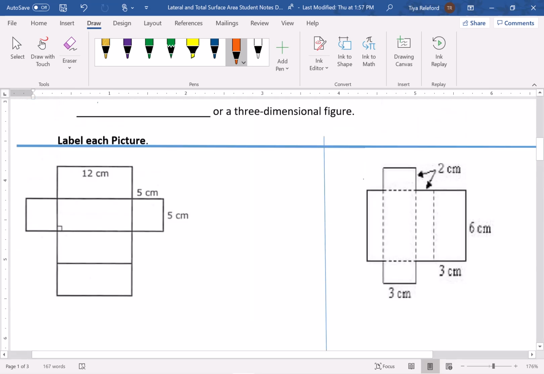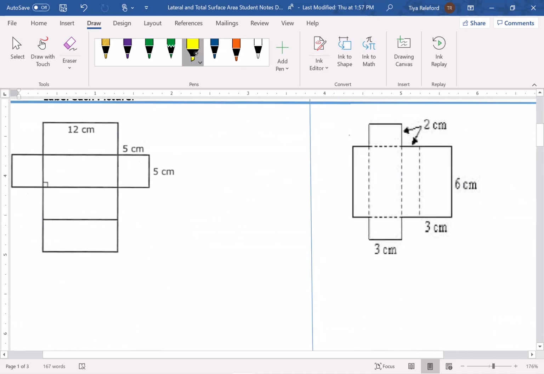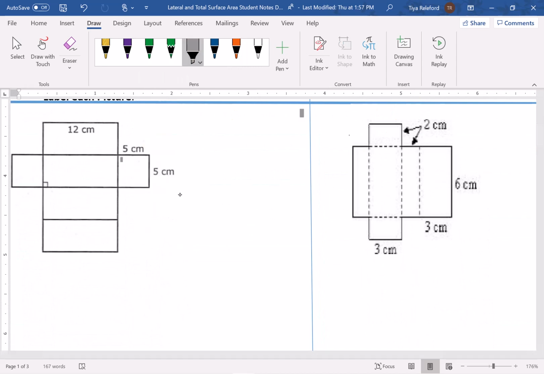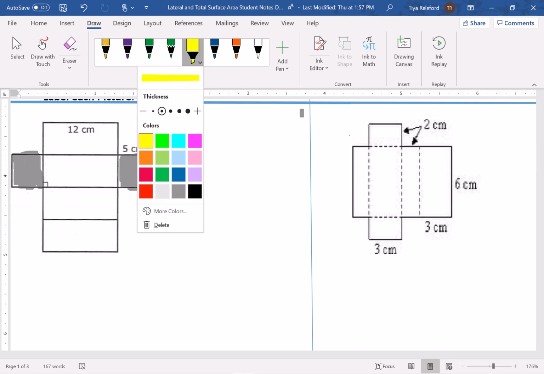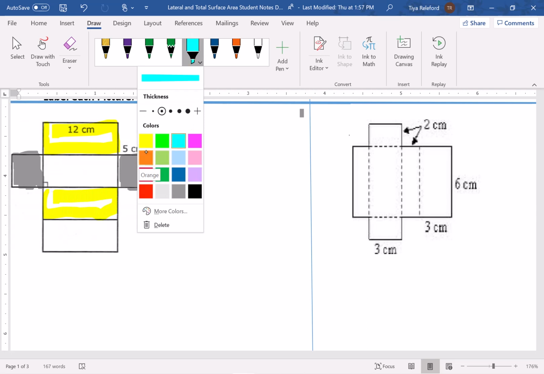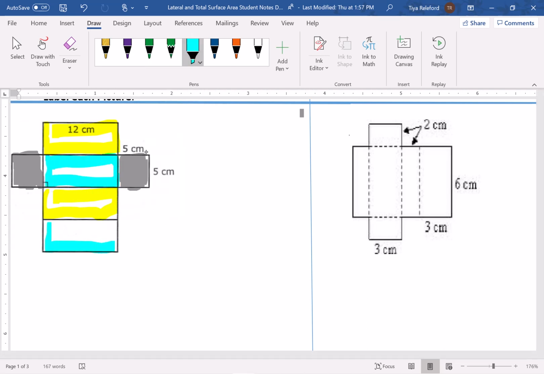So to find the surface area, I'm going to tell you that this is the base and this is the base. Now this is just like composite figures. You have all these shapes here, and you're going to find the area of each of them and then add it together. So it's really not that different than what you've been doing.